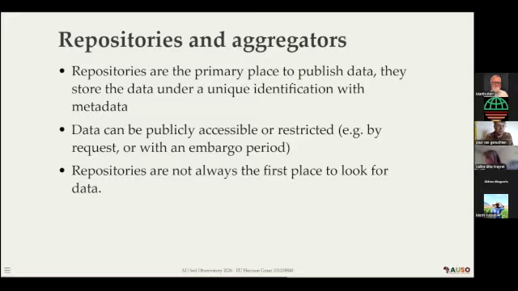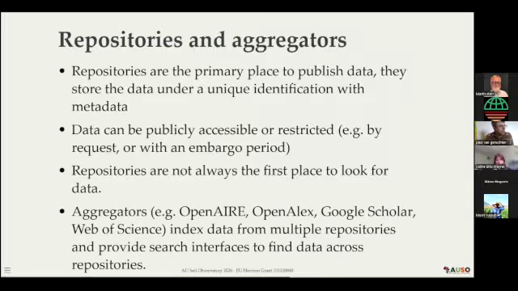So you either use Google or you go to one of the aggregators. And in a sense, Google is also an aggregator. However, that one indexes the full internet. The aggregators only harvest the content from the academic repositories. So a repository is for storing, not necessarily for searching. And then the aggregators such as OpenAIRE, OpenAlex, Google Scholar, Web of Science, they index the content from the various repositories and provide a search interface to find those data.